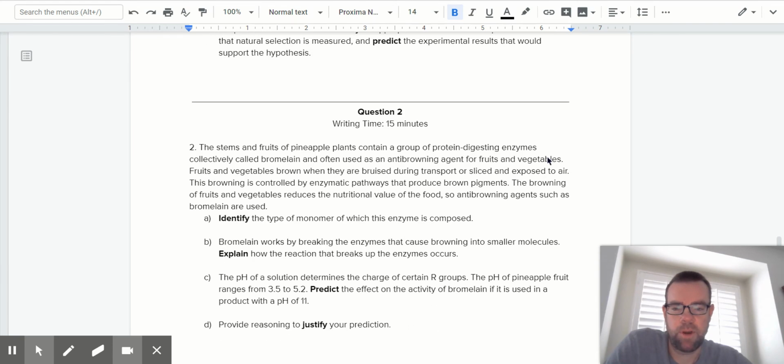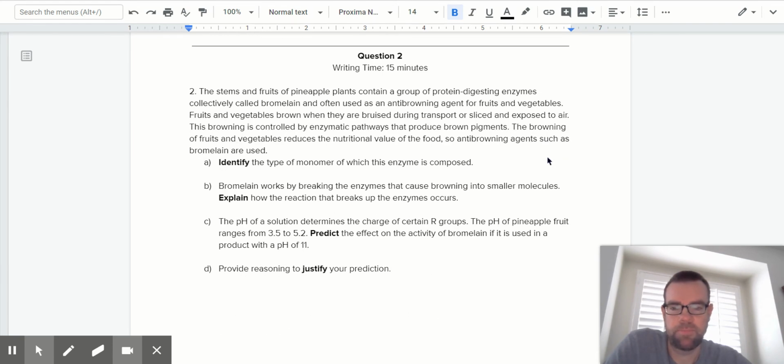Okay, question number 2. The stems and fruits of pineapple plants contain a group of protein digesting enzymes collectively called bromelain, and often used as an anti-browning agent for fruits and vegetables. Fruits and vegetables brown when they are bruised during transport or sliced and exposed to air. This browning is controlled by enzymatic pathways that produce brown pigments. The browning of fruits and vegetables reduces the nutritional value of the food, so anti-browning agents such as bromelain are used. Part A, identify the type of monomer of which this enzyme is composed.